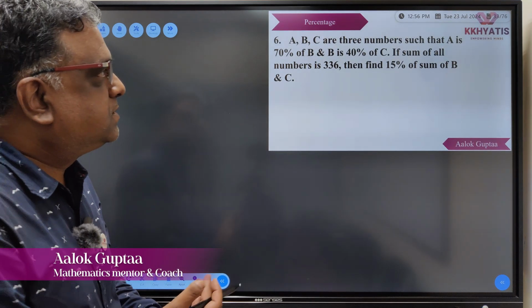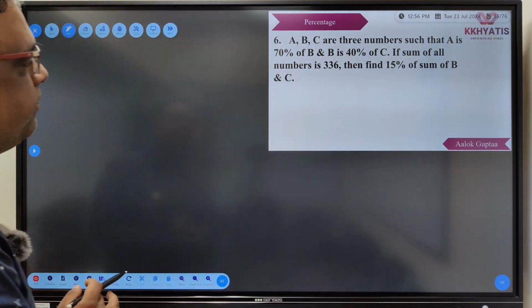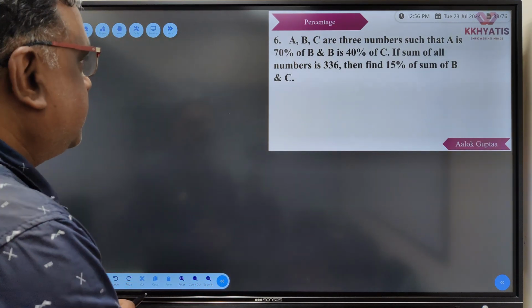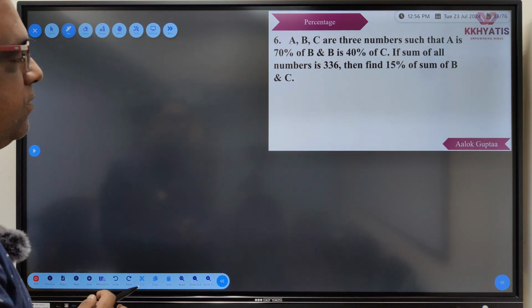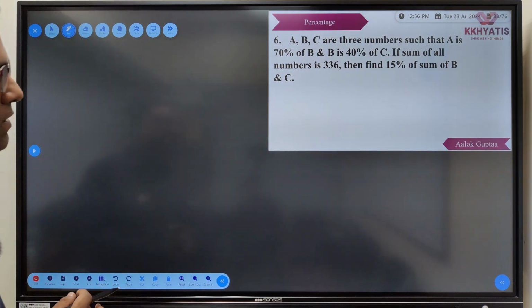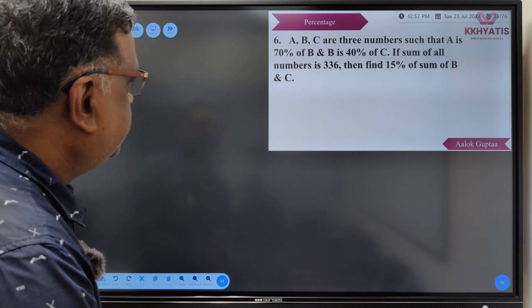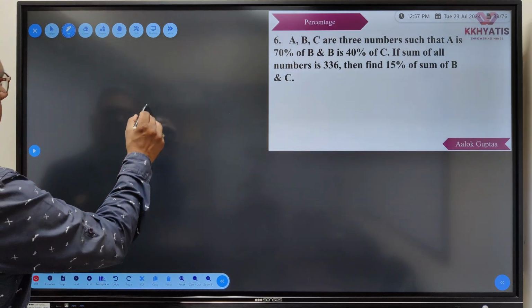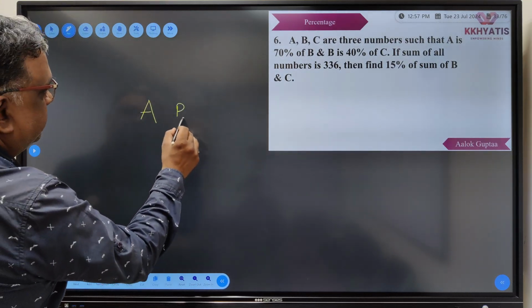A, B, C are three numbers such that A is 70% of B and B is 40% of C. If the sum of all the numbers is 336, then find 15% of the sum of B and C. So let us first write all the three numbers A, B and C.